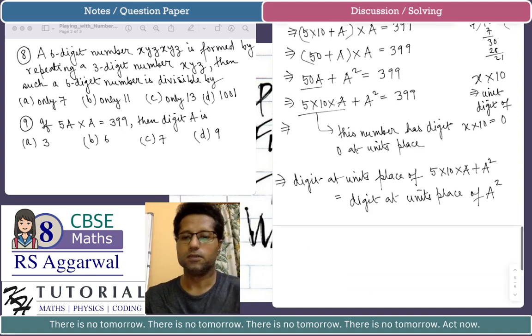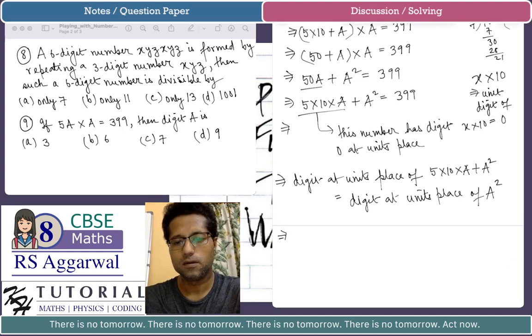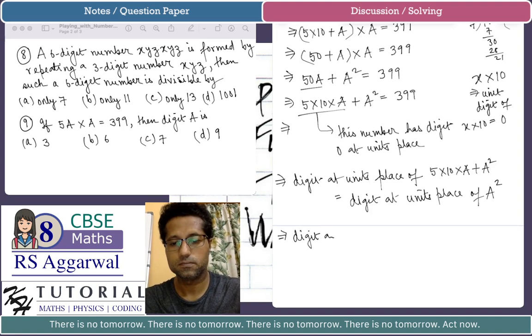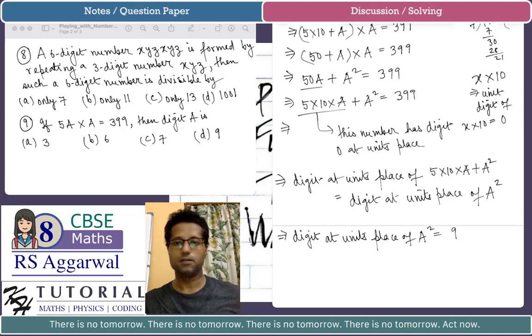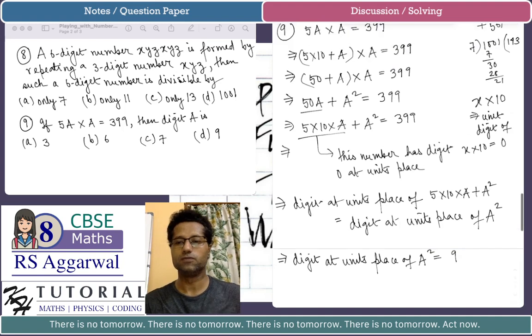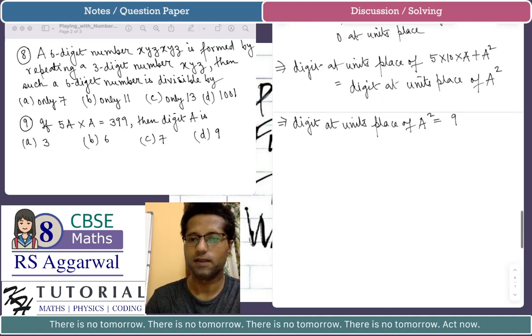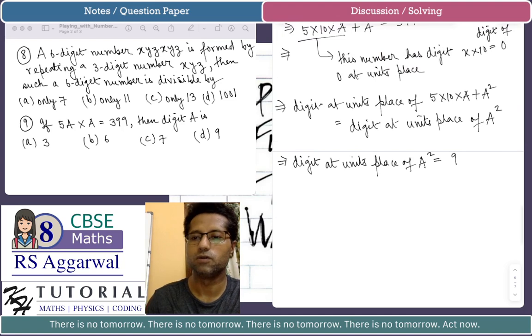Now this implies that the digit at the units place of a square is equal to 9, because we are given that the whole number, that is 5a multiplied by a, is equal to 399. So we can see that the digit at the units place of a square is equal to 9.